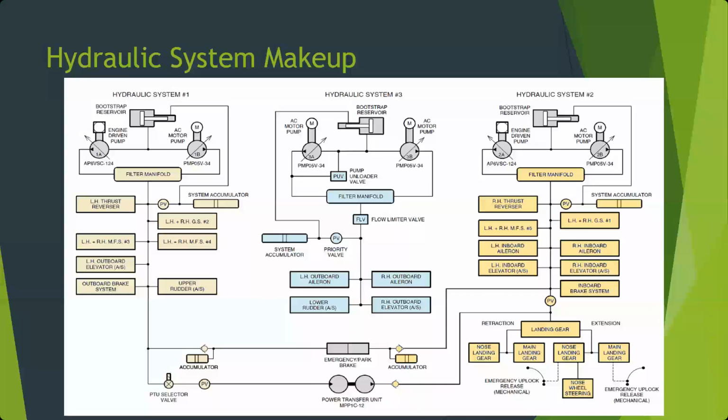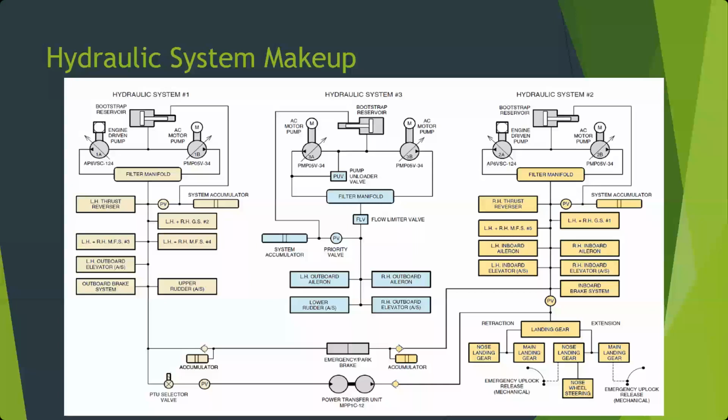And then the system 3 here also has two electrically driven pumps. Now, one of those would be the primary pump, and the other one would be that secondary, that demand-based pump. And then those still go through a filter manifold. They still go through filters. And then they go out to the various systems.